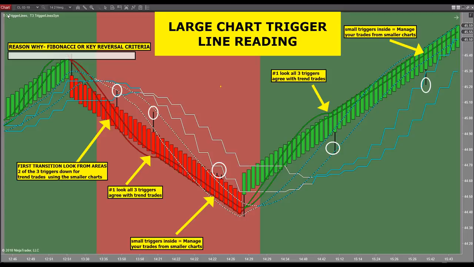All right, so just in review, remember when your small trigger lines are transitioning through your synthetic triggers and they're very strong, watch for your first trend trades. When your small triggers are below, watch for really strong number one looks. And then when you get your last trend trade, when your small triggers are inside, watch the management of your trade. And then obviously when everything rolls back up, repeat the process going long.